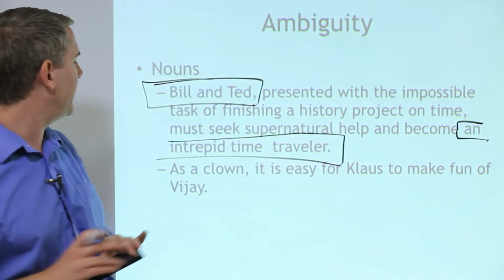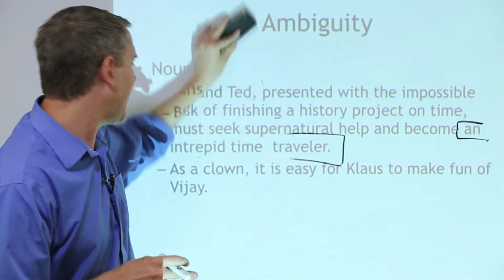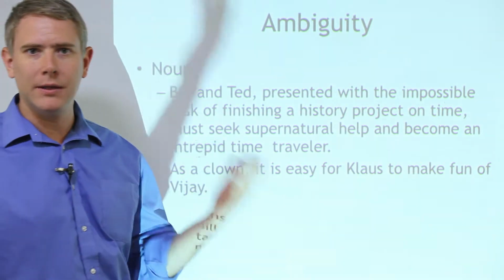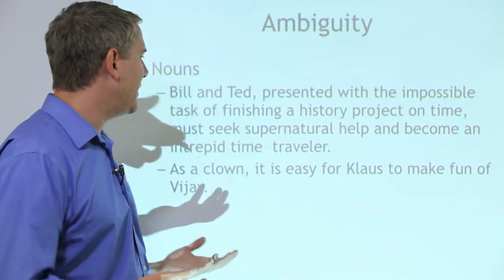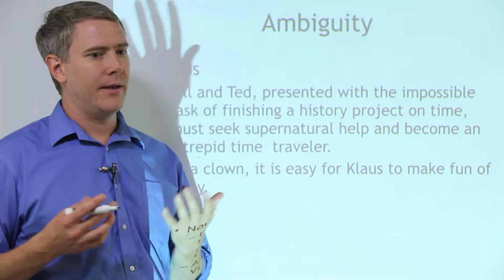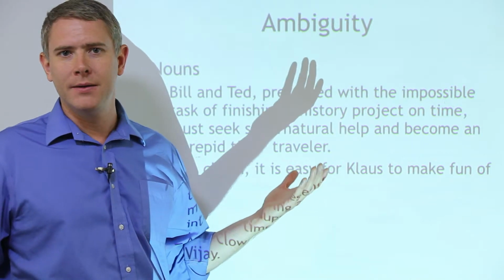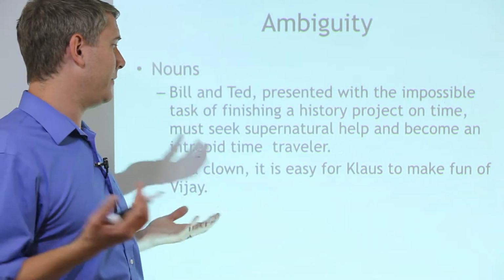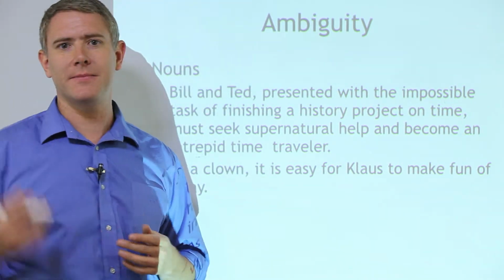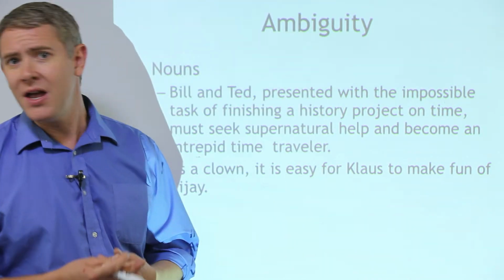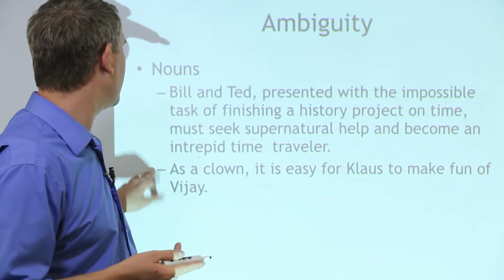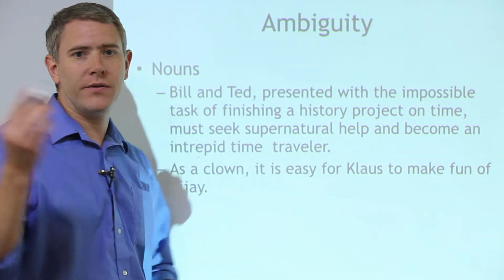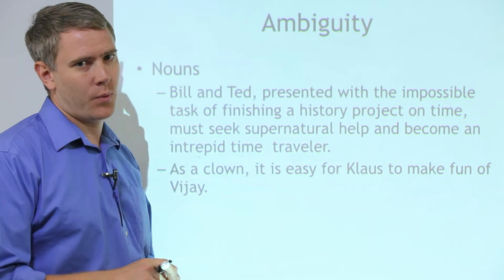Now this one's even clearer. "As a clown, it is easy for Klaus to make fun of VJ." Now think about it. Who's the clown? Klaus or VJ? Well, maybe Klaus is the clown and he makes fun of people all the time. So it's easy for him to make fun of VJ. Maybe VJ is the clown, and that's why it's so easy for Klaus to make fun of him, because everybody makes fun of clowns. I don't know which one the clown is, so this introduces an ambiguity, even though neither Klaus nor VJ is referred to by a pronoun.